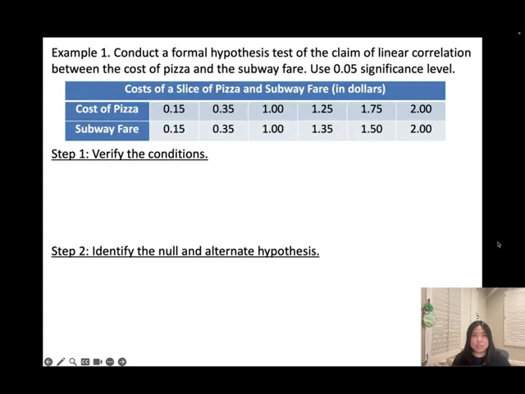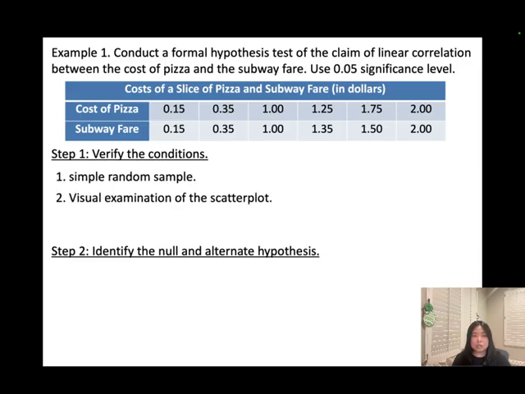Okay, now let's work on an example together. Conduct a formal hypothesis test of the claim of linear correlation between the cost of pizza and the subway fare. So first, verify the conditions. This is going to be a simple random sample, and we need to do the visual examination of the scatter plot. Okay, let's try to do it together.